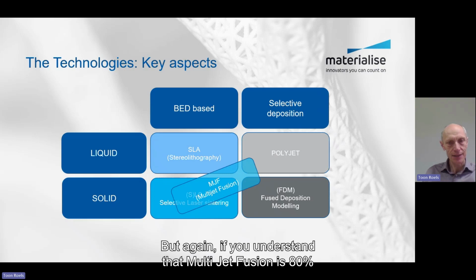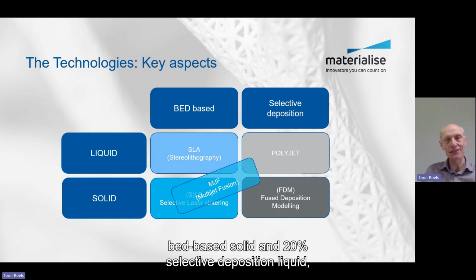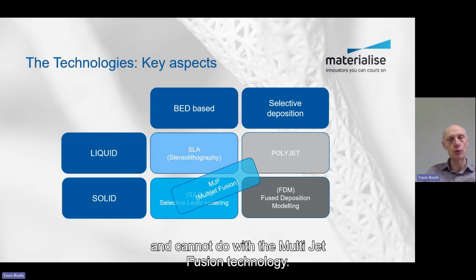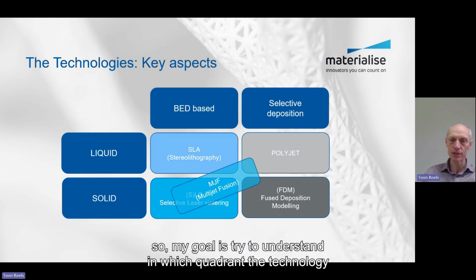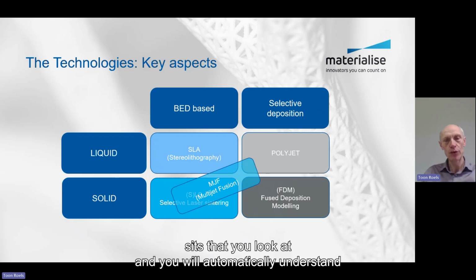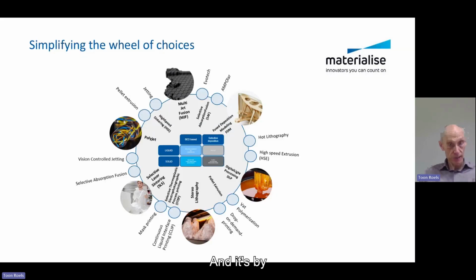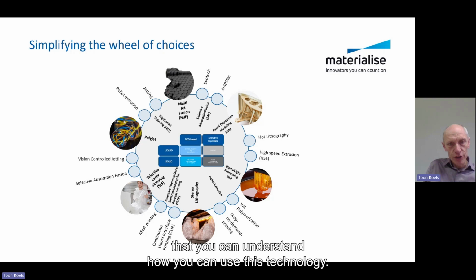But again, if you understand that multi-jet fusion is 80% bed-based solid and 20% selective deposition liquid, that will help you tremendously in understanding what you can do and cannot do with the multi-jet fusion technology. So this makes life much easier. So my call is try to understand in which quadrant the technology sits that you look at, and you will automatically understand a lot of what the technology is capable of and what it is not capable of. And it's by putting these 20 technologies in this quadrant that you can understand how you can use this technology.